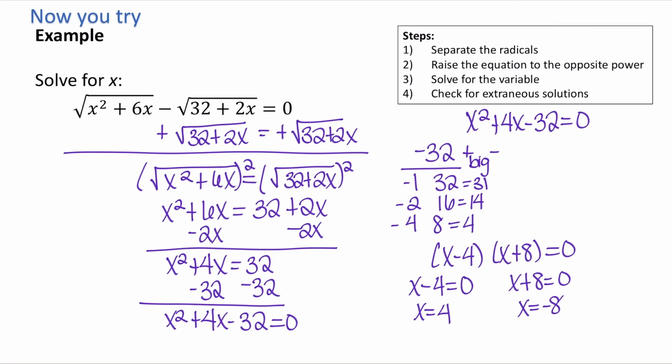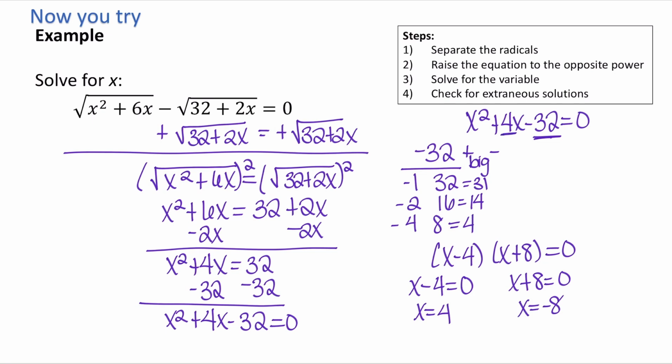So once again, you're going to add the square root of 32 plus 2x to both sides to get the radicals on opposite sides. We're going to square both sides, and then we get a quadratic equation, which we work on setting equal to 0. Once we set it equal to 0, we have negative 32 as our c term. We're looking for two factors of negative 32 that add up to 4.